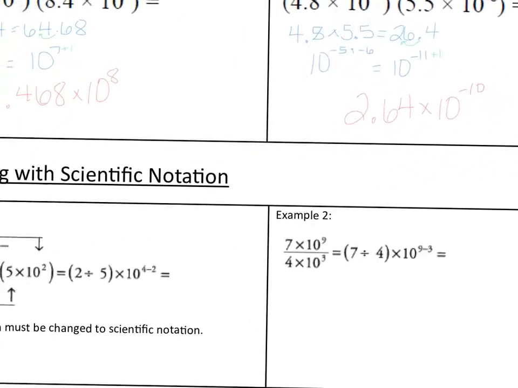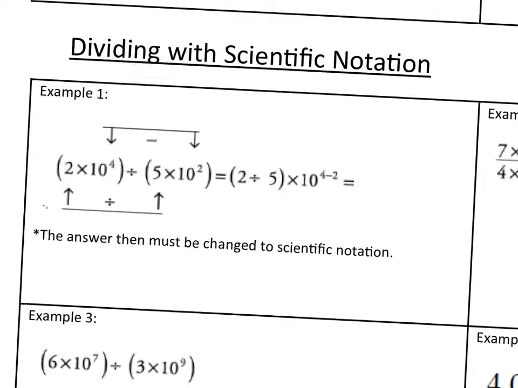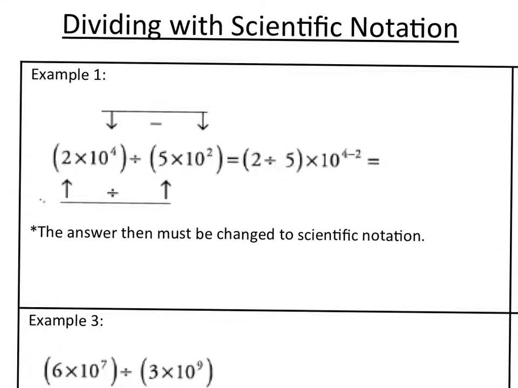Now let's take a look at what happens with division. So looking at example 1, we have 2 times 10 to the 4th divided by 5 times 10 squared. So note what we're doing is we're dividing 2 and 5. The operation in between the two scientific notations is what we do to the constants. And then because we're dividing, we'll subtract the exponents. Well, 2 divided by 5 happens to be 0.4 times 10 squared, because 4 minus 2 is 2.